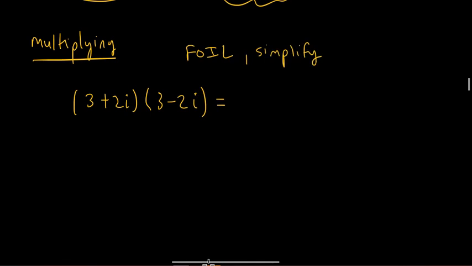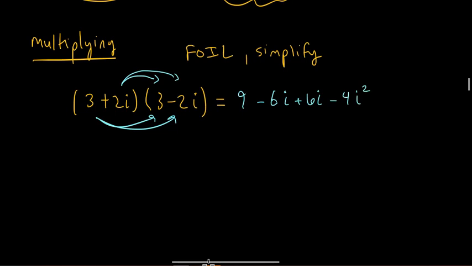What I mean by FOIL: 3 times 3 is 3 squared, which is 9. Then 3 times negative 2i is negative 6i. Then I've got 2i times 3, so that's plus 6i. And then negative 2i times 2i, which is negative 2 times 2 is 4, but then you've got i squared.